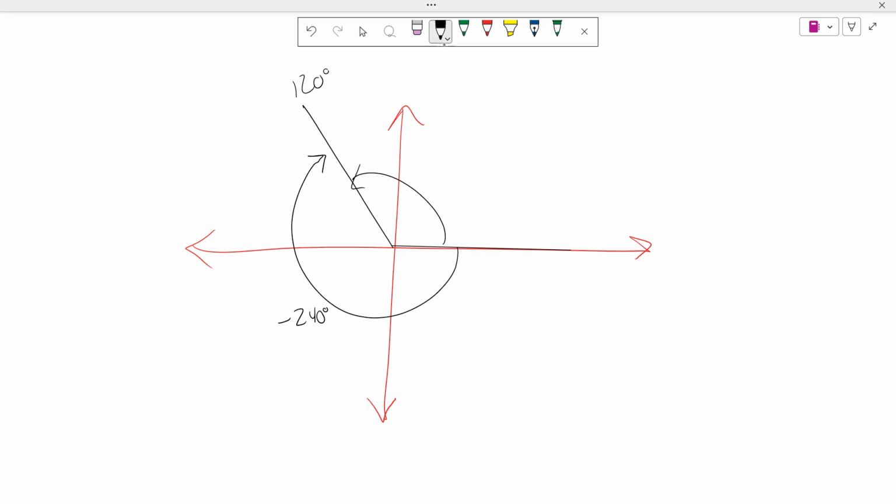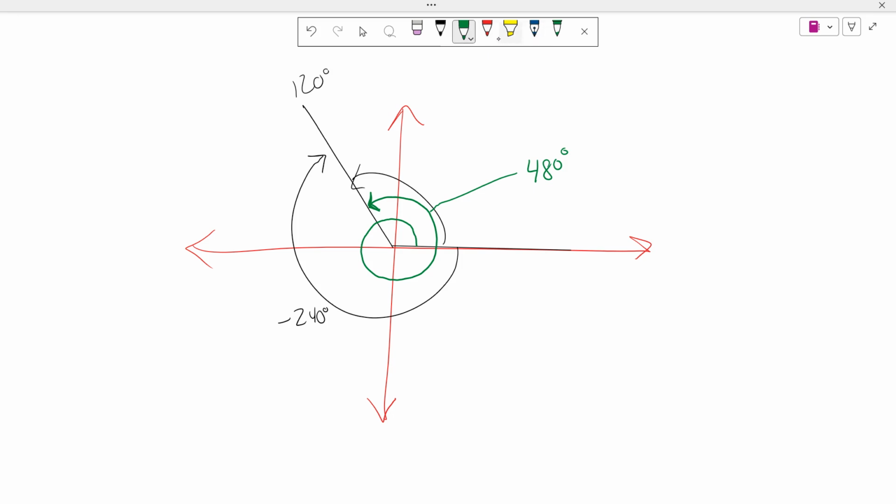What if I go, and then I'll go with green on this one. What if I go around to 120 and then all the way around again and then go to 120 again? How far did I travel with my green line? My green line, how far did that go around? 480 degrees. My green line is 480 degrees because I went 360 degrees around plus another 120.